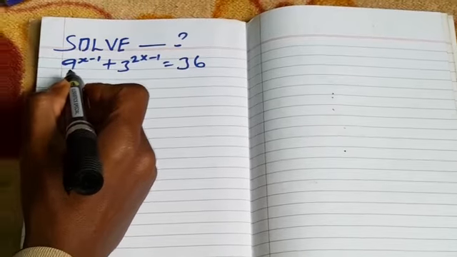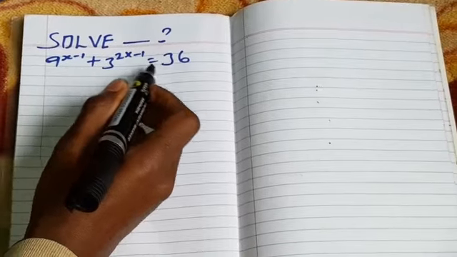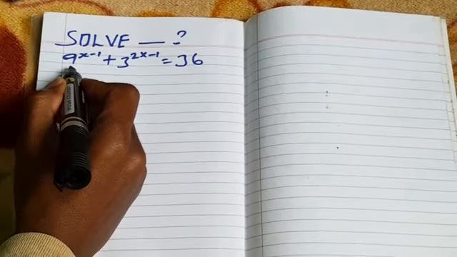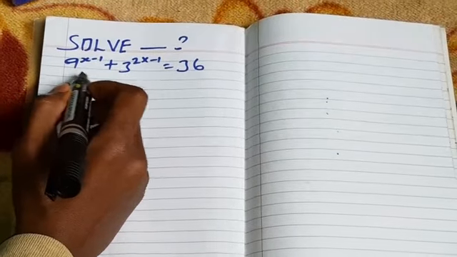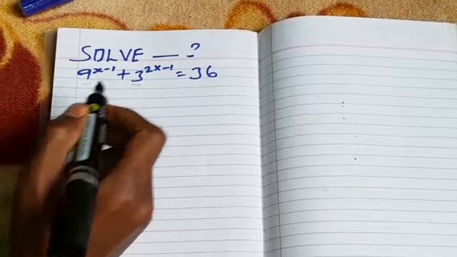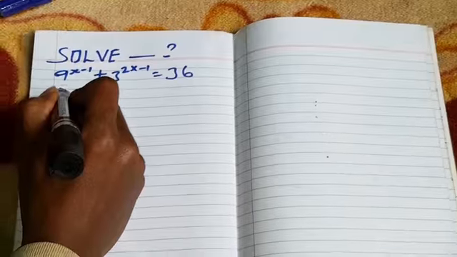This is today's lesson question. First of all, we rewrite the base to the same. Rewrite the base to the same. When we rewrite this base, 9 is 3 to the power of 2.